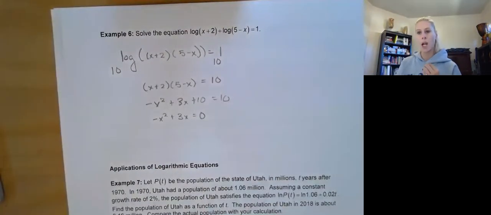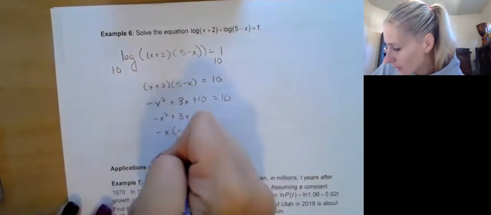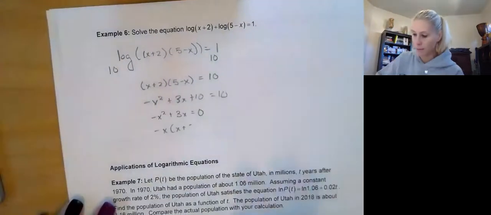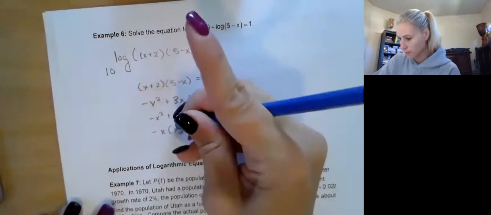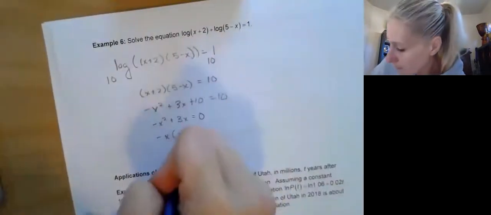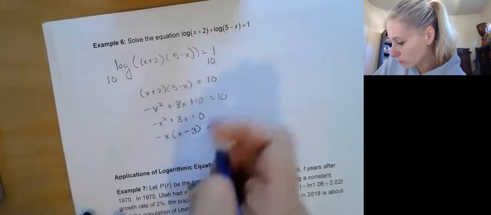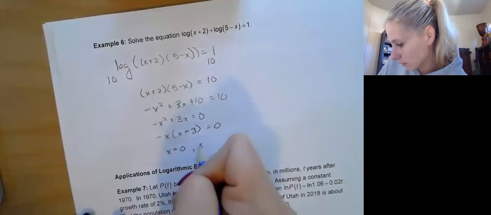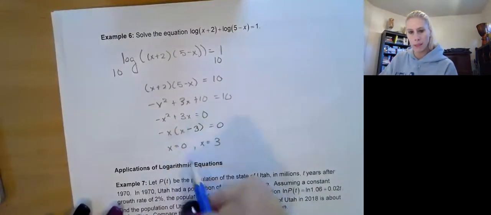They have an x in common, so I can take that out. Negative x times x plus 3, or minus 3 if I'm taking out a negative x, sorry. Taking out a negative x, minus 3 equals 0, which means x equals 0 and x equals 3. Okay, don't forget that x out front means 0.